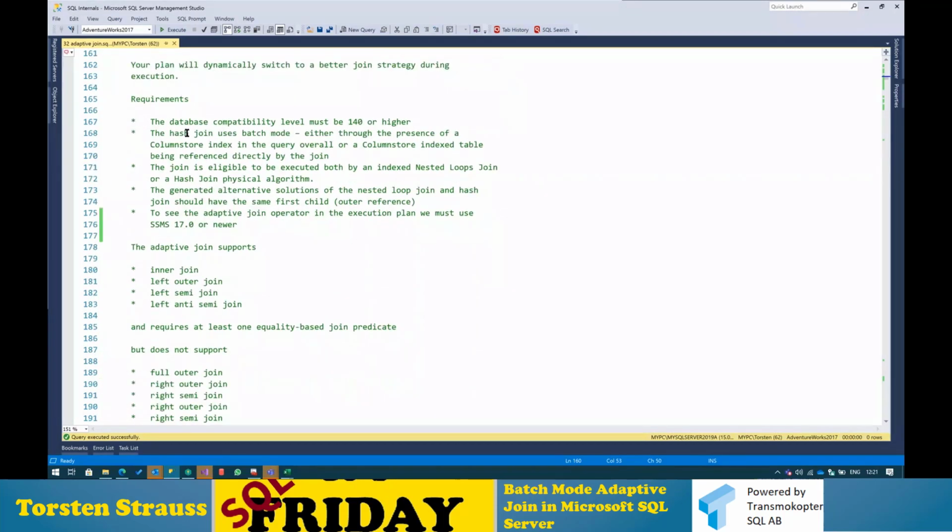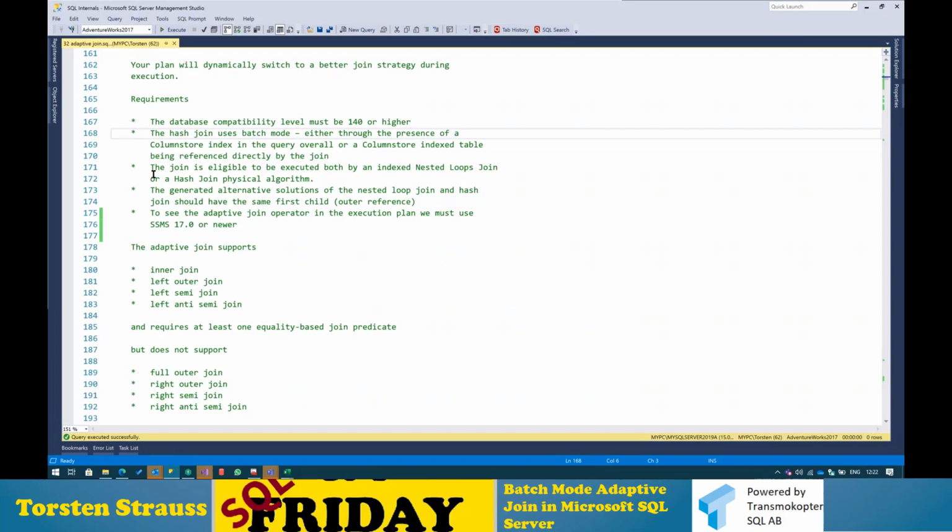There are specific requirements, and you can see them here. So first of all, you have to be on SQL Server 2017 or 19. Otherwise, adaptive join is not available. And in order to see the adaptive join operator, you have to use Management Studio 17 at least. Then we have a few other requirements.